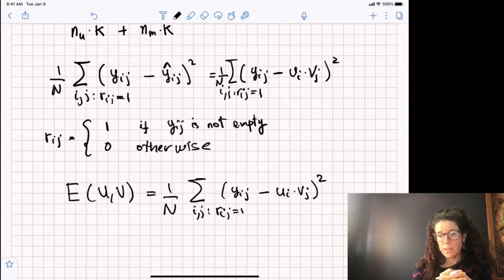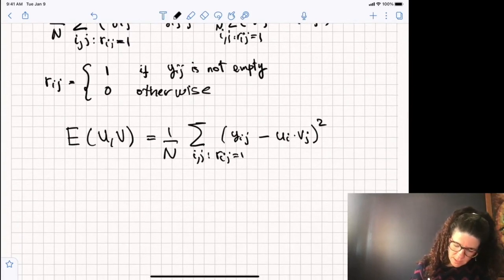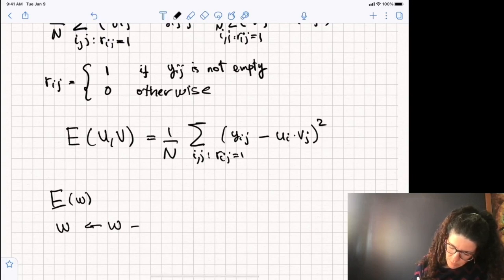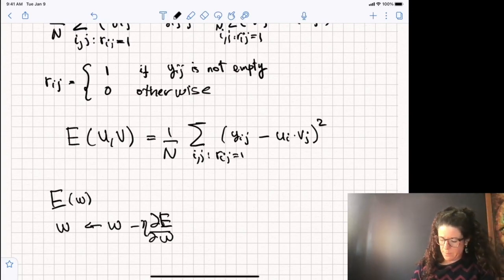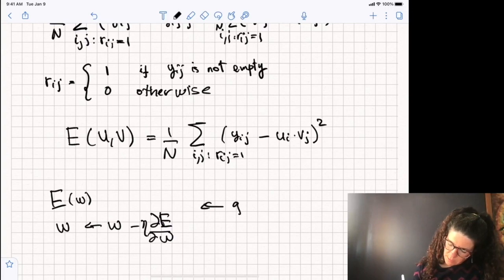Well, the simplest method is gradient descent. If you remember, in gradient descent, if we had, say, a cost function E of W, how do we update W? We say W is going to be W minus dE/dW, and then we multiply this by a small number called the learning rate. Okay, so this is gradient descent.